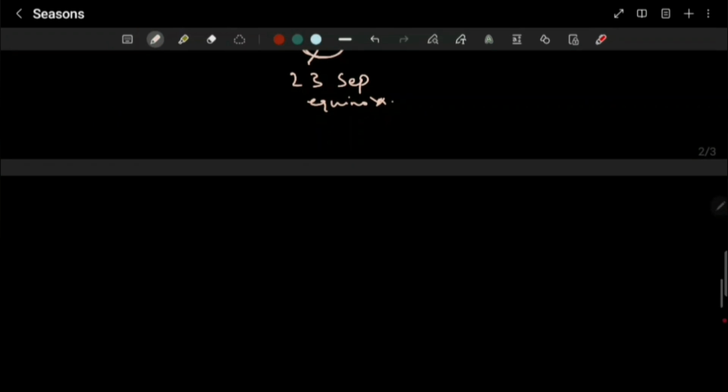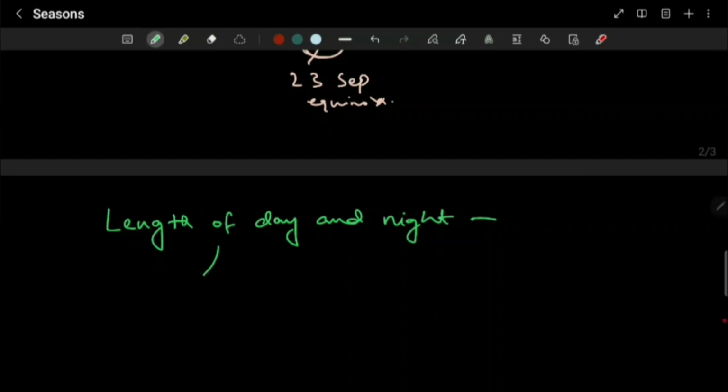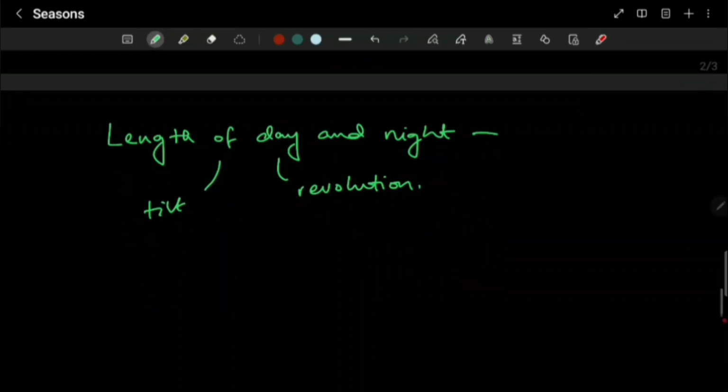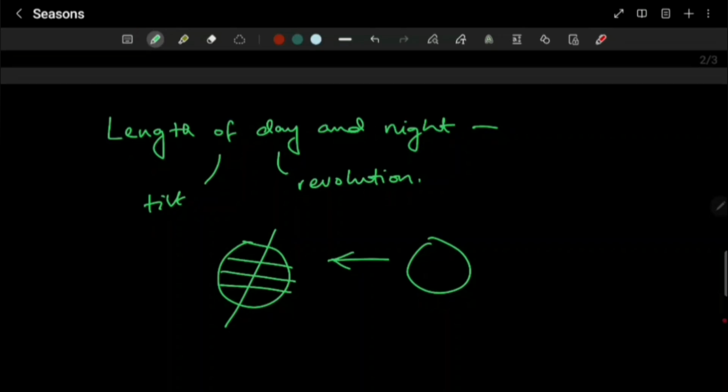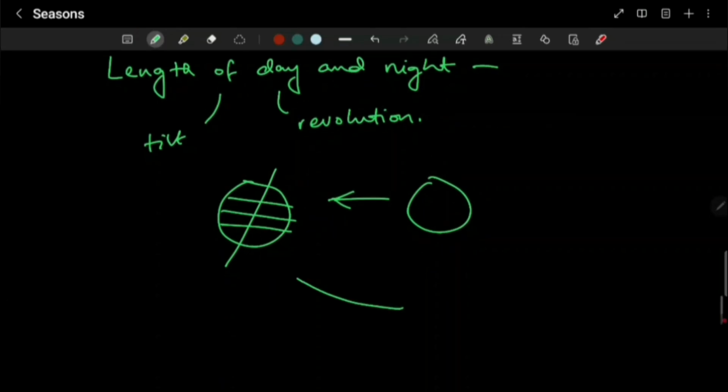Now let me explain an important thing, that is length of day and night. See, again the length of day and night is caused by the tilt of Earth's axis and revolution of the Earth. Now what does the tilt of Earth's axis do? Due to the tilt, I explained that one hemisphere gets more sunlight than the other hemisphere, okay, at different times of the year. And due to the revolution, the angle at which sunlight hits each part of the earth, it changes.